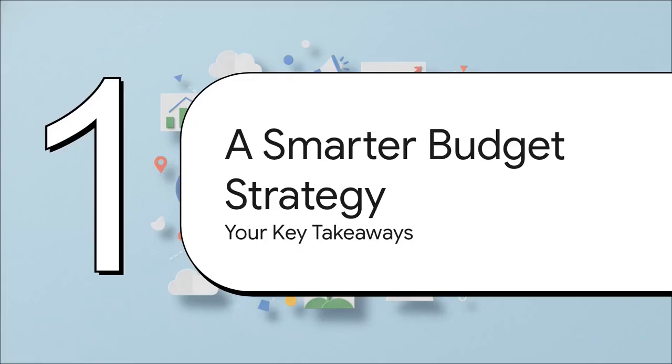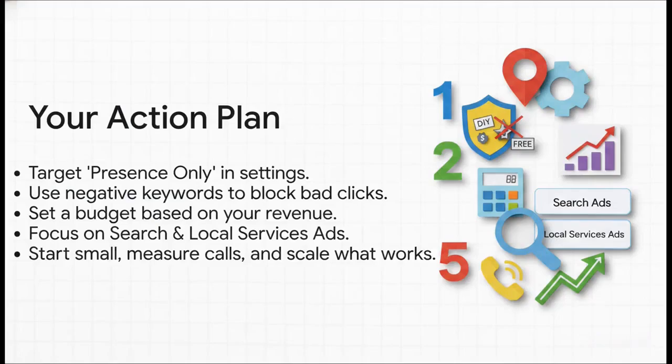All right, let's pull all this together into a final, smarter strategy that you can actually go and put into action. Here it is, your 5-step action plan. Number 1, go into your settings and target presence only. 2, build that negative keyword list to stop wasting cash. 3, set a budget based on your actual revenue, not just a random guess. 4, focus that money on high-intent search and local services ads. And number 5, start, see what's actually making the phone ring, and then pour more fuel on what's working.